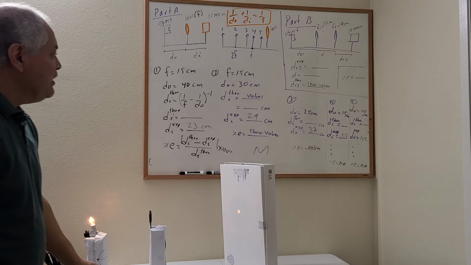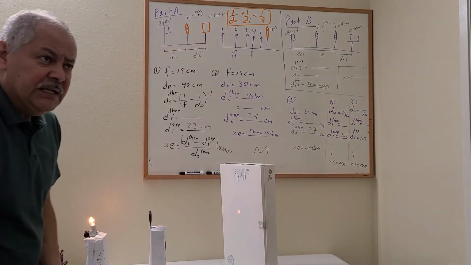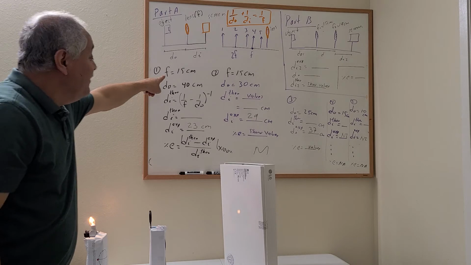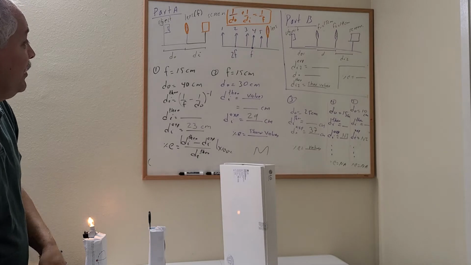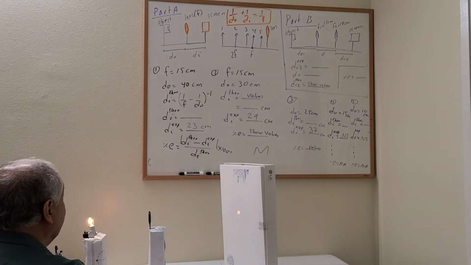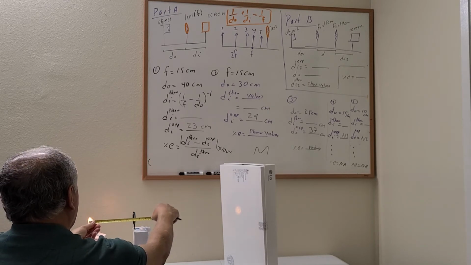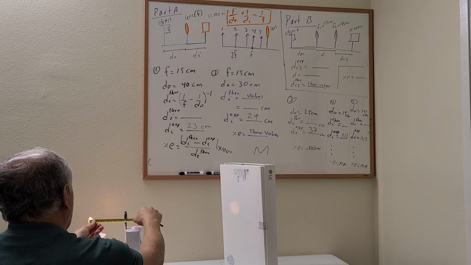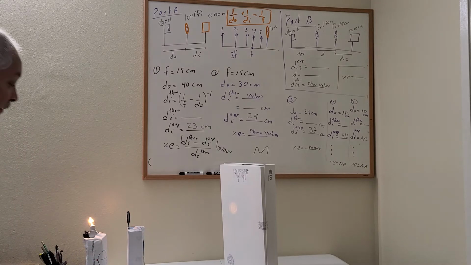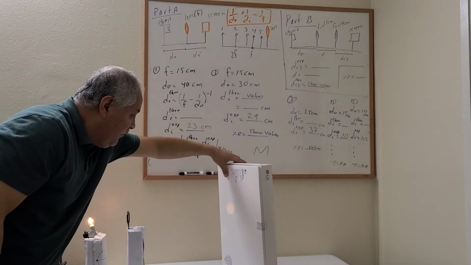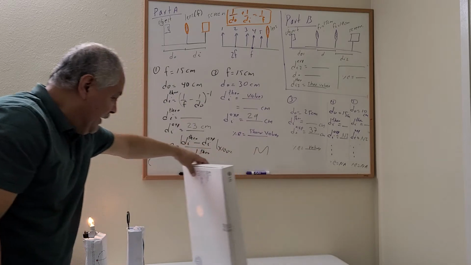Great. Now let's go to case 4. In case 4, DO is 15 centimeters, which is the same as the focal length. Let's see what happens when the distance DO is the same as the focal length. Let's get a little closer, to about 15 centimeters. Perfect. Now let's find the image. Let's move the screen back and forth. There is no image on the screen.